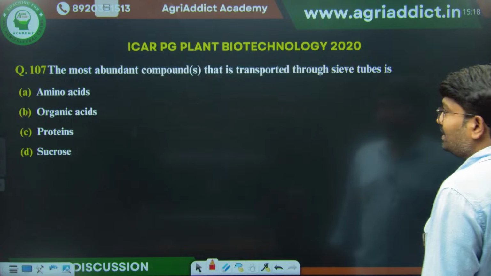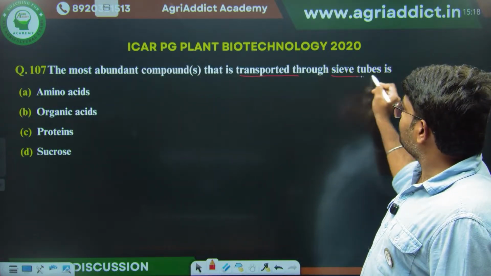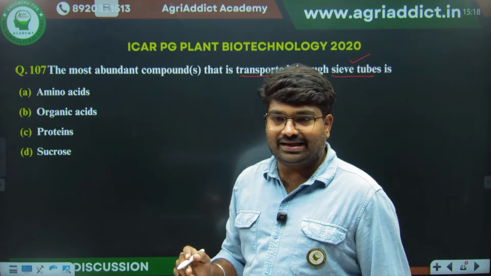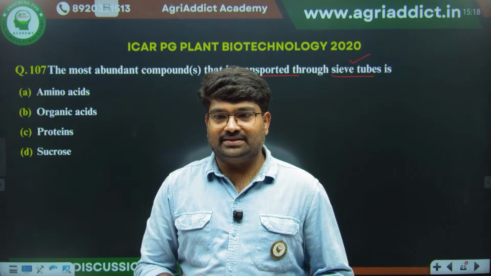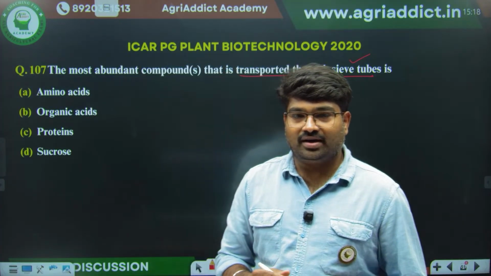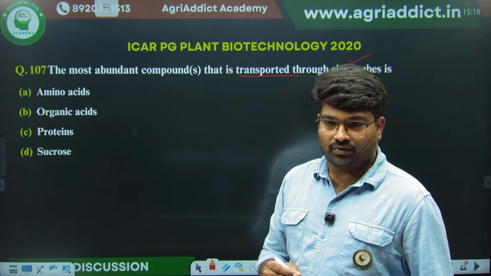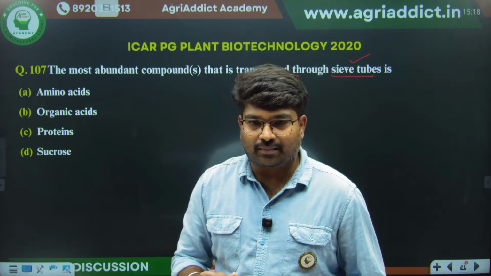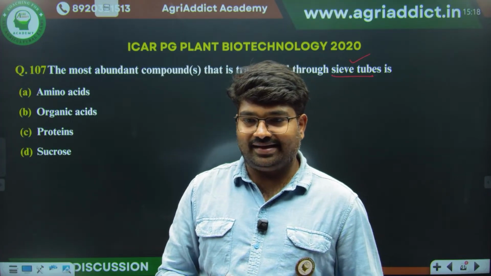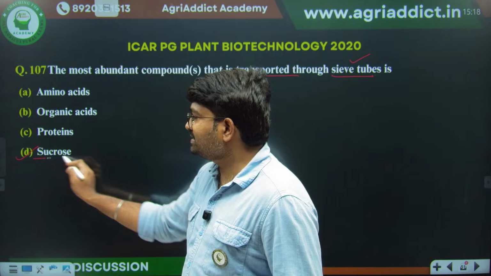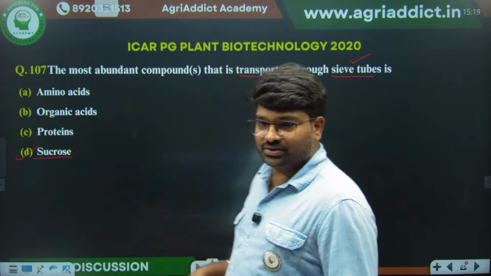Next, the most abundant compound that is transported through sieve tubes. Which component will be transported through sieve tubes most abundantly? Amino acids, organic acids, proteins or sucrose? Which will be transported more? Yes, sucrose. Sucrose will be transported most abundantly in sieve tubes among the compounds.